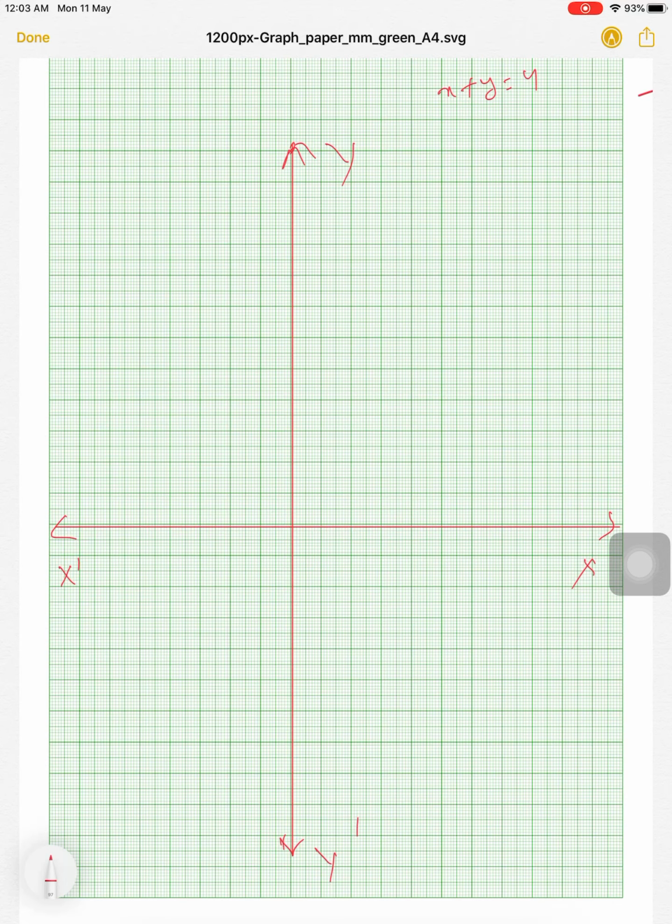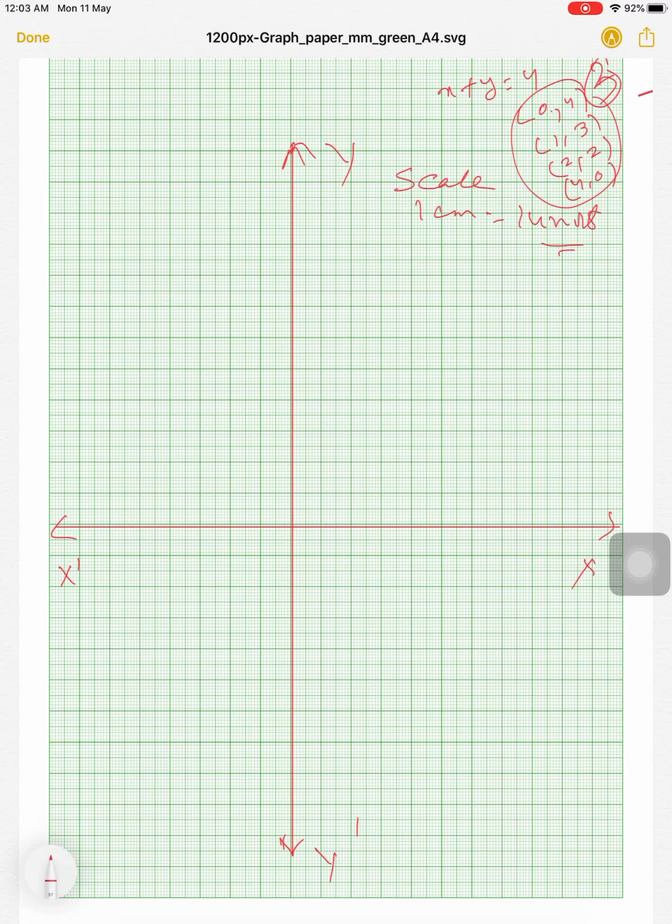And what are the ordered pairs? We have taken 0, 4, 1, 3, 2, 2. So 4, 0, or we can take 4, 0 also. So we can take any 2 from here or any 3 from here to put points on this graph. Okay, and here we can use the scale. 1 centimeter equal to 1 unit. We can use this scale here.